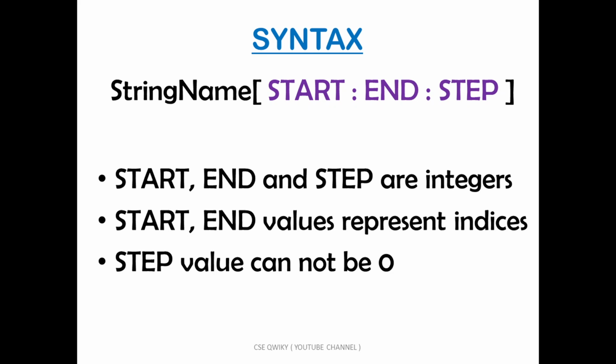The syntax is: you give a string name and a square bracket. In the square bracket there are three compartments: start, end and step, separated by colons, and step is optional, so you can have two also. Start, end, step are integer values. Start and end values represent indices. Step value cannot be 0. Let us see an example so you will have more clarity.